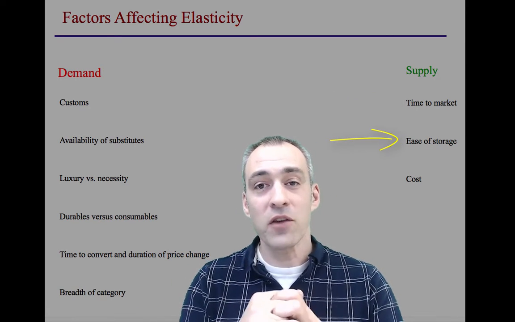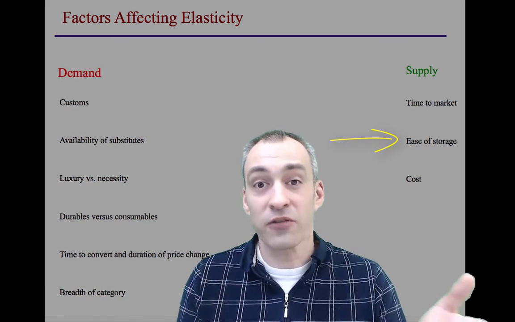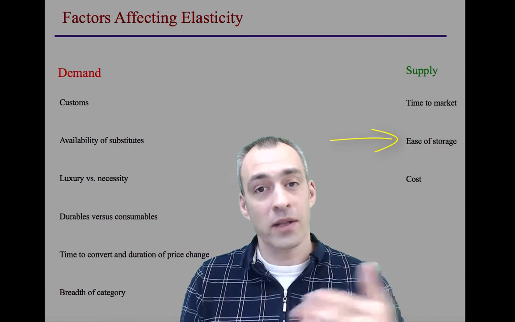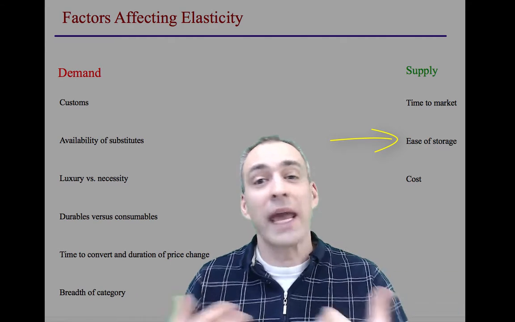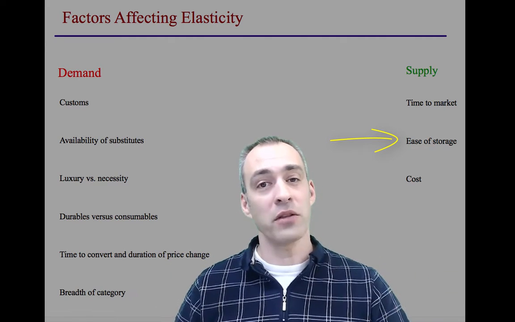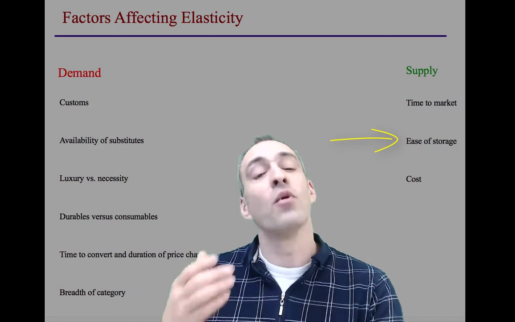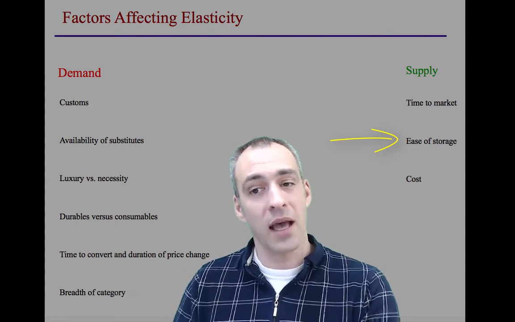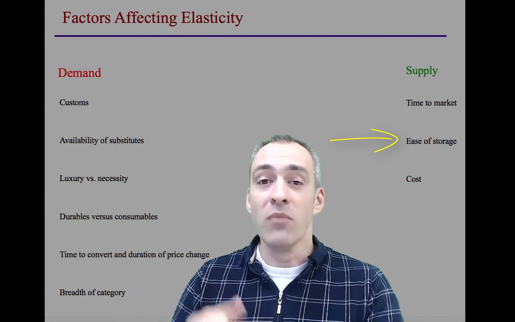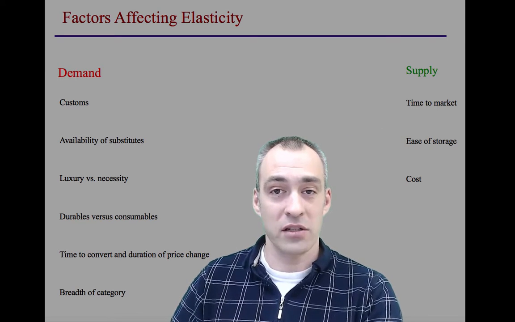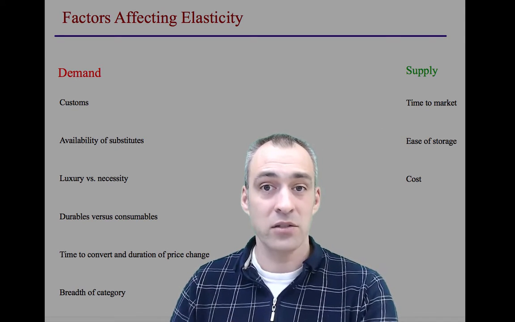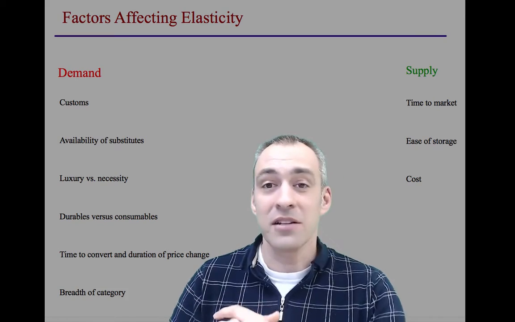Likewise, storage. If you can plop something in storage like wheat for years at a time, then it's very quick to plop it out of storage, right? If you can't store it, then you can't dump all this supply on the market very quickly. So the easier it is to store, the more elastic supply is. And likewise, cost. The more something costs, the harder it is to make more quickly, right? So the cheaper it is, the more elastic.